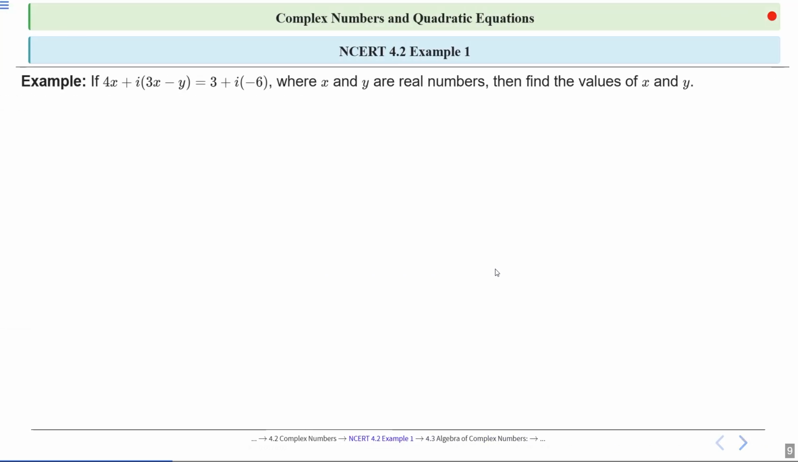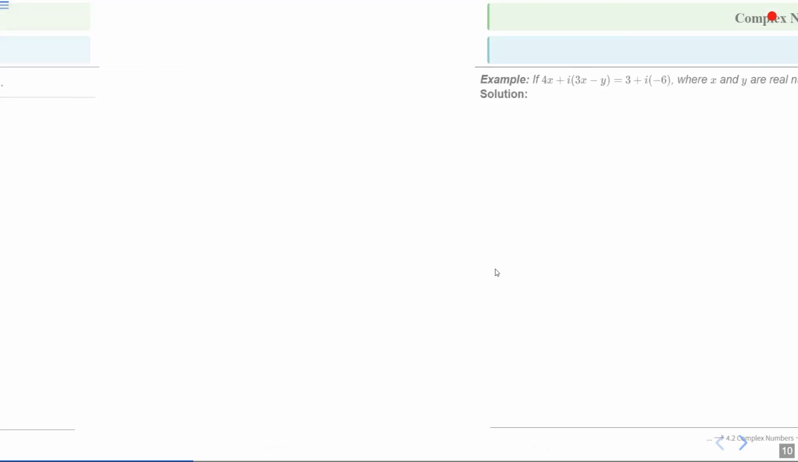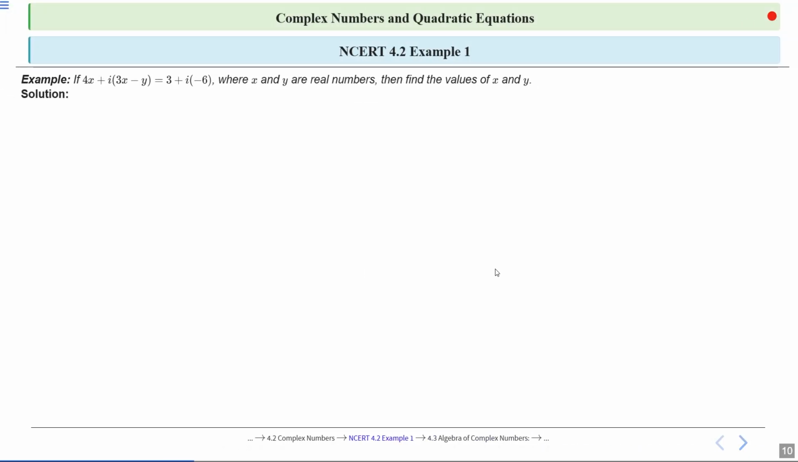Now we will look at another example. We are given the equation 4x plus iota times (3x minus y) is equal to 3 plus iota times minus 6, where x and y are real numbers. Then we have to find the values of x and y. First of all, try it yourself. How would you approach this example? Let's solve this example step by step.